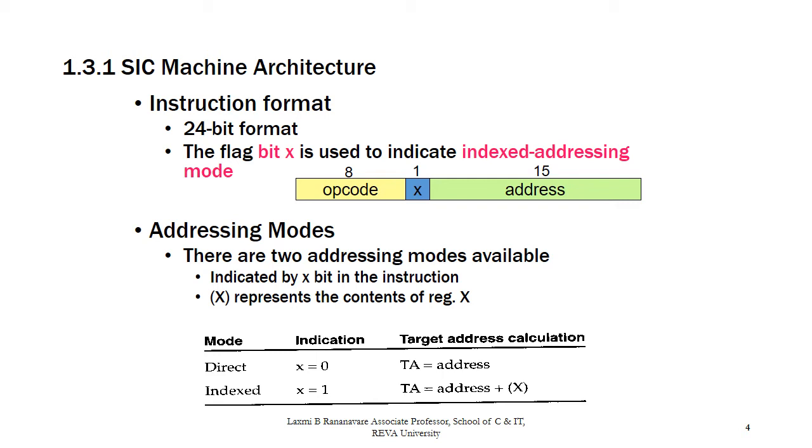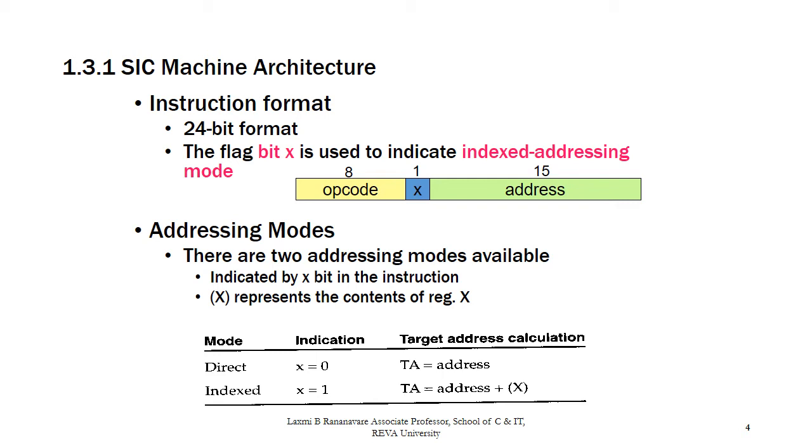So we have an 8-bit opcode part, then 1 bit to store the bit X, that is, whether it is indexed addressing or not, and then a 15-bit address field for the data. This is the only one type of instruction we have for the SIC architecture.